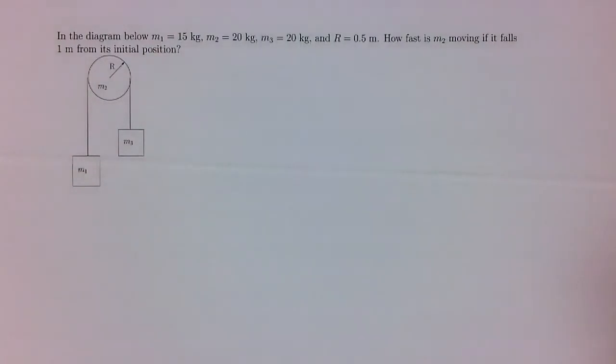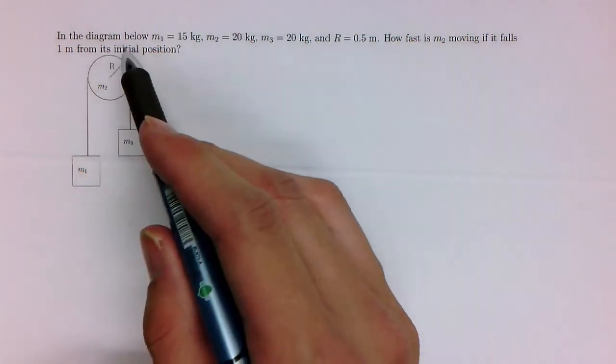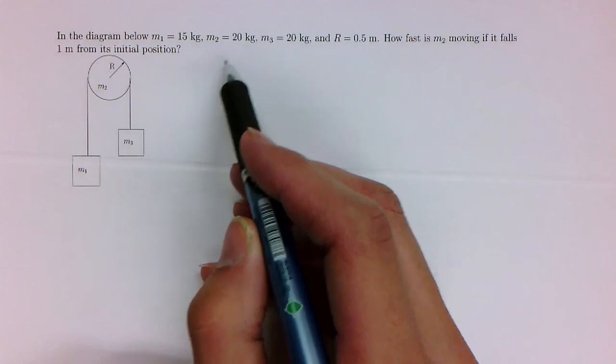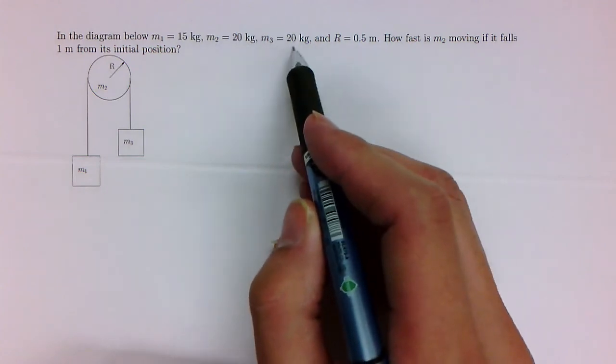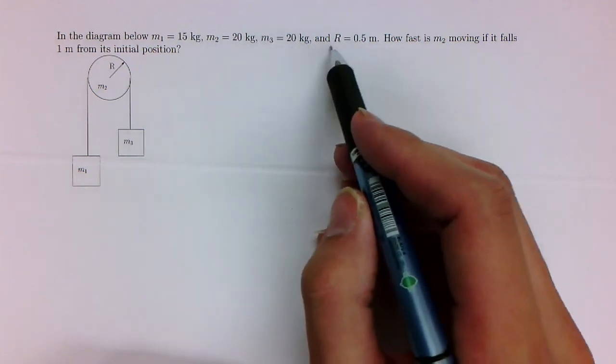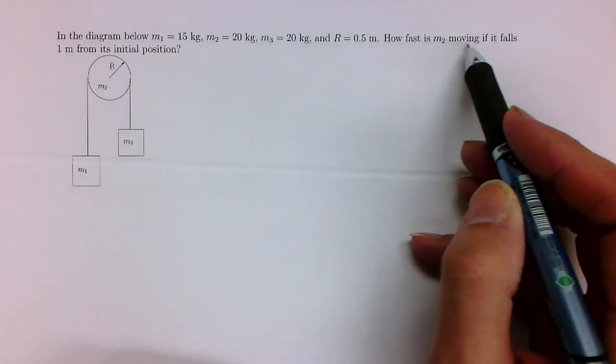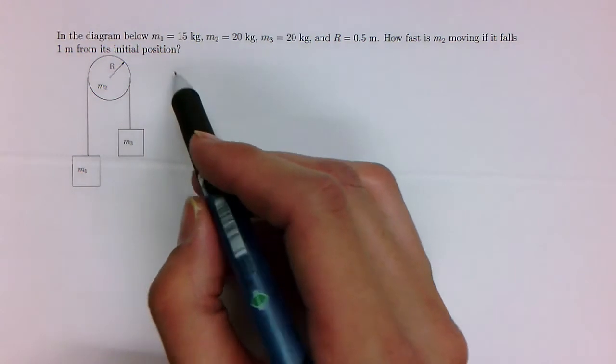In this example, we will consider a non-trivial example of rotational motion applied with kinetic energy. In the diagram below, m1 equals 15 kilograms, m2 equals 20 kilograms, and m3 equals 20 kilograms again, and r equals 0.5 meters. How fast is m2 moving if it falls 1 meter from its initial position?